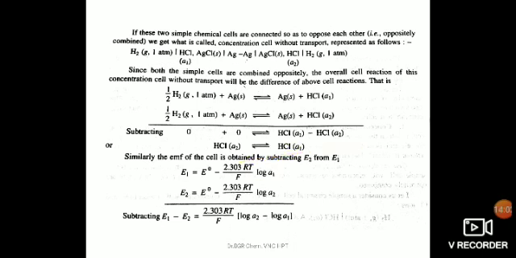If these two simple cells are connected so as to oppose each other, we are connecting them oppositely, then we get what is called a concentration cell without transport, which can be represented as H2 gas 1 atmosphere | HCl, AgCl solid | Ag. That was a simple cell. The second cell, we are just reversing it, combining oppositely. That is how it becomes Ag | AgCl solid, HCl | H2 gas 1 atmosphere. Therefore, when you are connecting it oppositely, the silver comes in the middle.